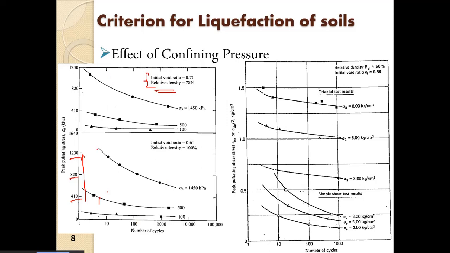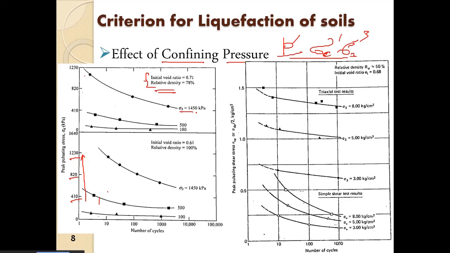So with increasing confining stress, okay, so this is now the effect of confining pressure. So P dash or sigma 3, sigma C dash or sigma 3 dash, whatever you say, all right? So with confining stress, you see the number of cycles we have to go on increasing, all right? So pulsating stress, if it is less, so let us consider this case.